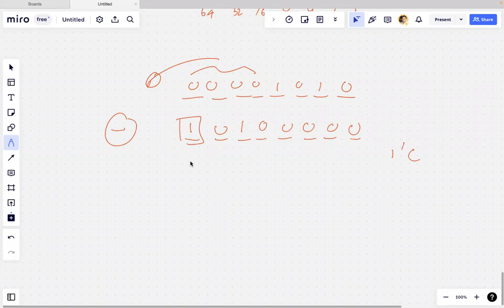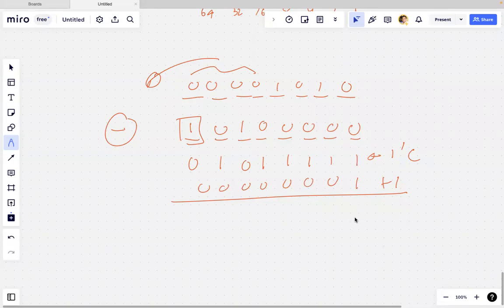1, 0, 1, 0, 0, 1, 1, 0, 0, 1, 1, 1, 1, 1. So this is the inverted bits, the 1's complement. Now you have to add 1. Okay, now add the 1. Add 1 means the leading bits here are 0.